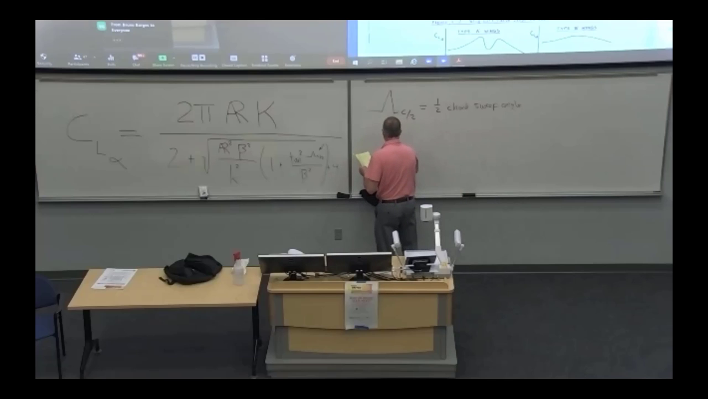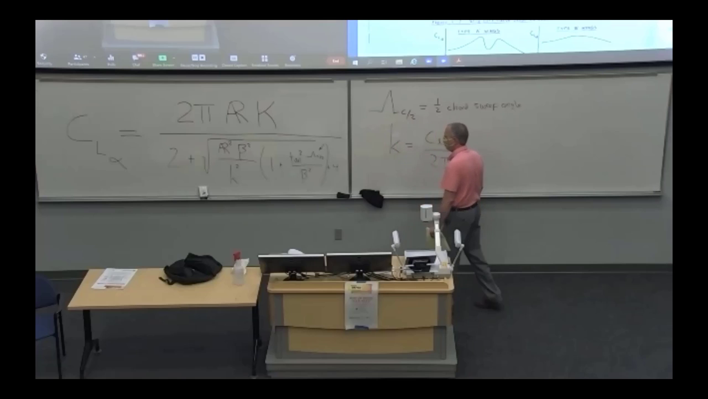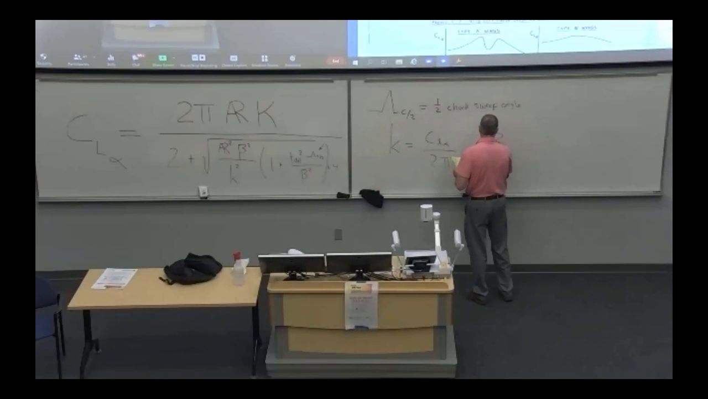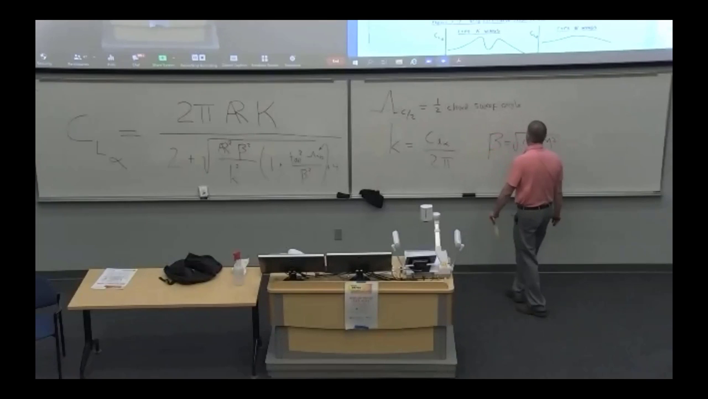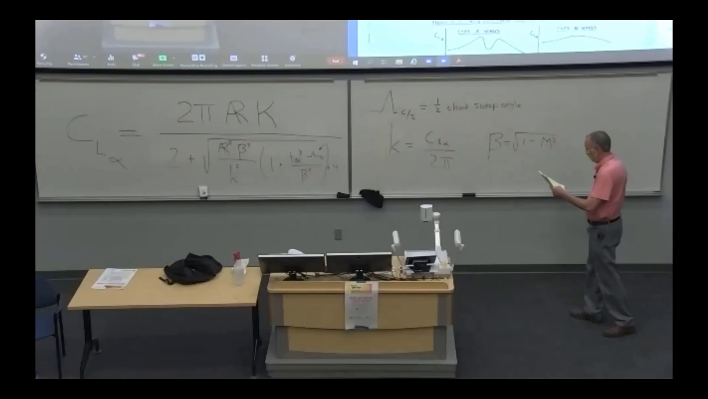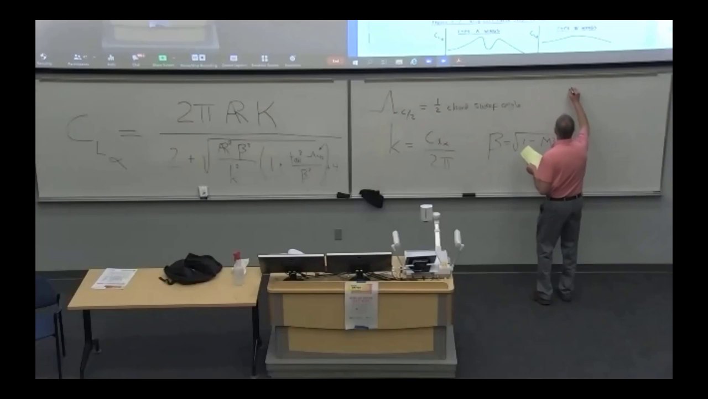Little k is the airfoil lift curve slope divided by 2 pi. And all this is in the handout. And then beta takes the Mach number into effect. So it's square root of 1 minus Mach squared. And then this big K is in the handout. There's formulas for that.